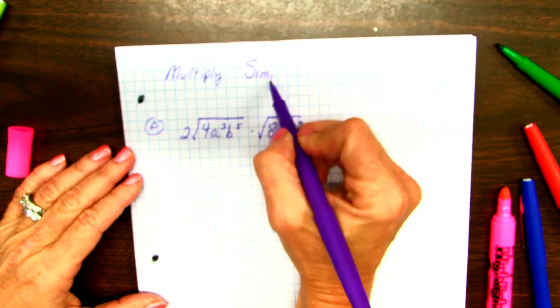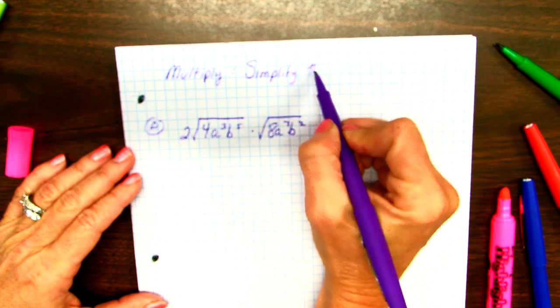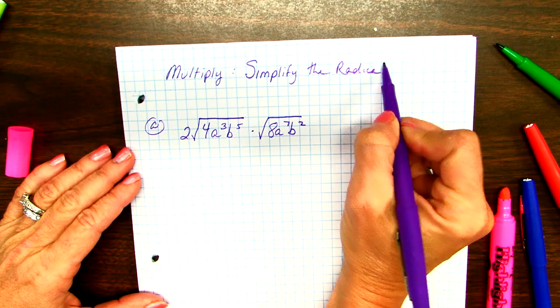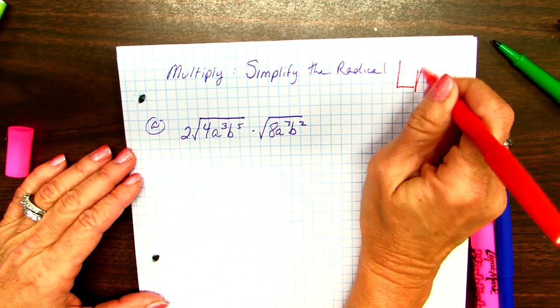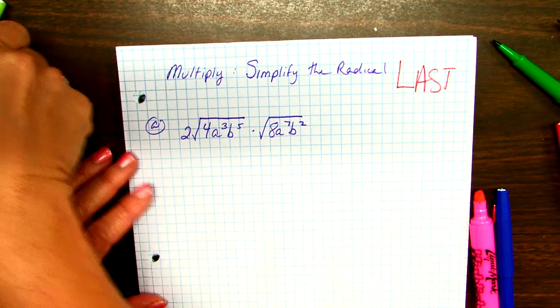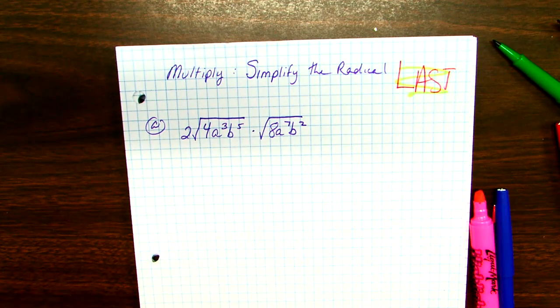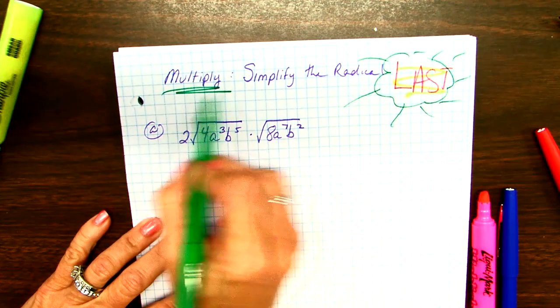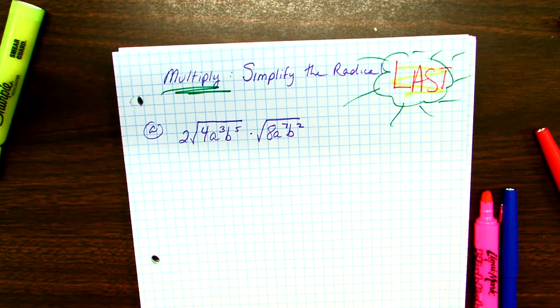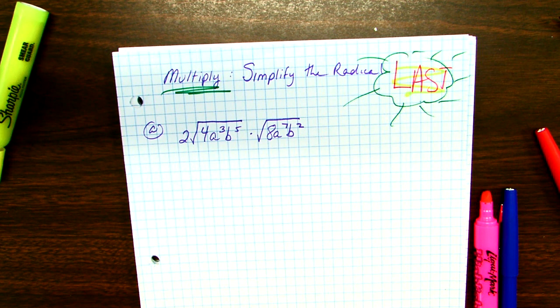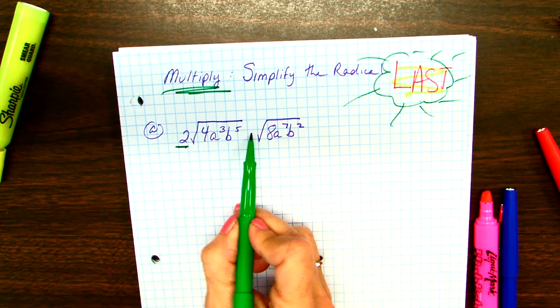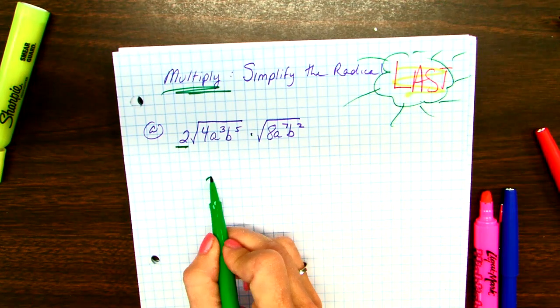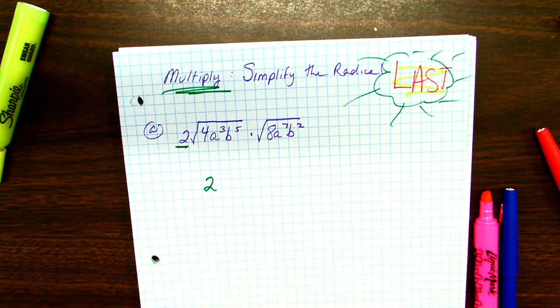The rule here is to simplify the radical last. So with multiplication, last. So our first step is just make this one big fat fraction, radical. So the numbers out in front, I have a 2 times basically a 1. So there's a 2 out in front. Keep the stuff that's in front by itself and the stuff on the inside.